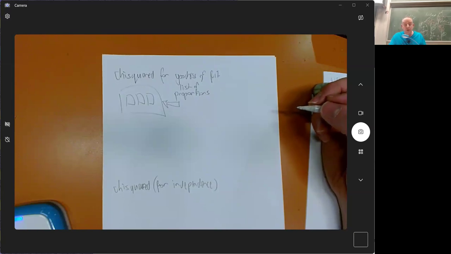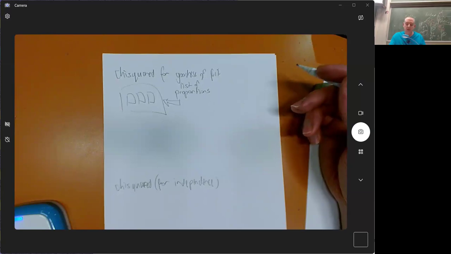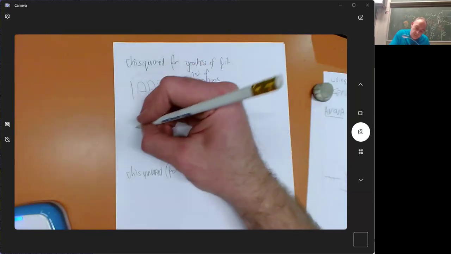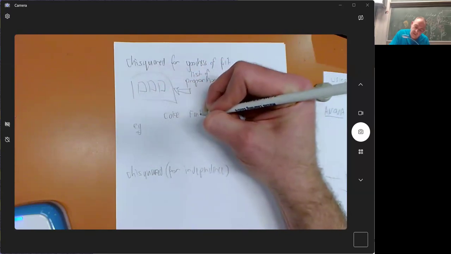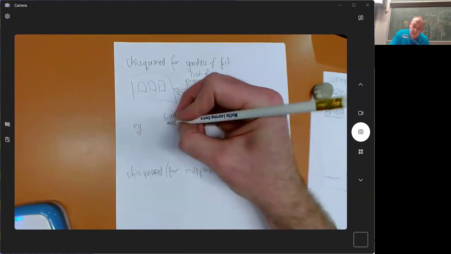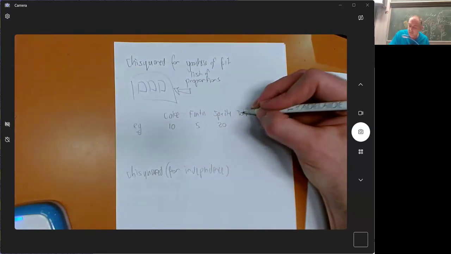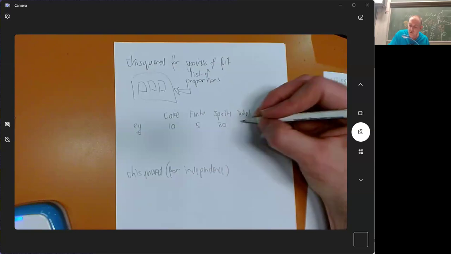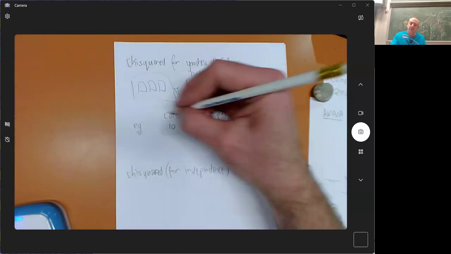And what you do is you have a list of how many are in each category. And then you compare that to how many you would have expected in each category. So for example, Coke, Fanta, Sprite, total, there's like 10 and 5 and 20. That's probably unrealistic, but it's what we've got now. So you have this table of data like this.